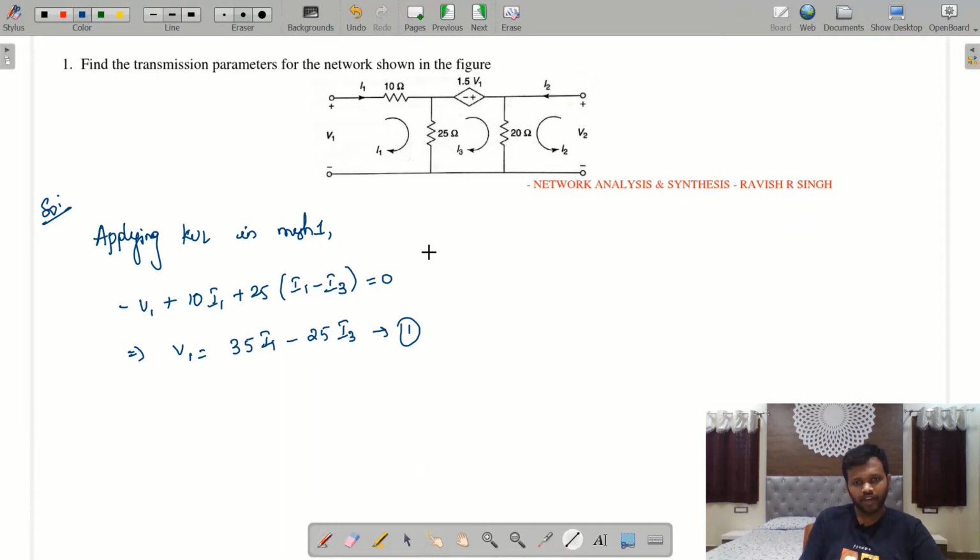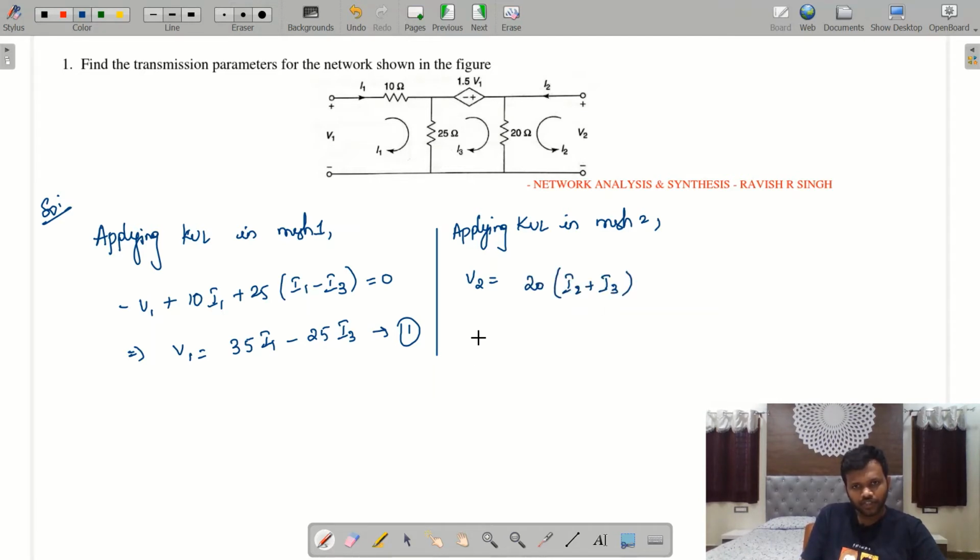Similarly, applying KVL in mesh 2, this is my mesh 2. What can we write? V2 equal to the voltage across 20 ohms. What is the current flowing through this 20 ohms? I2 and I3. So V2 equal to 20 into (I2 plus I3), which is V2 equal to 20 I2 plus 20 I3. I'll consider this as equation 2.